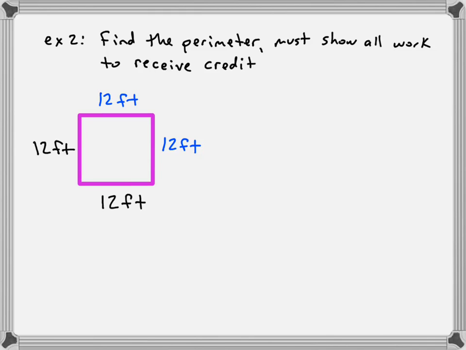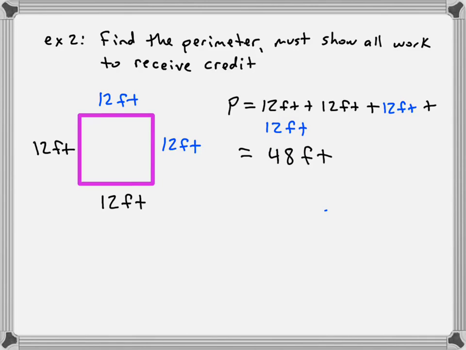We now have four distances for four sides, and our perimeter is going to be add them all up. So we have 12 feet plus 12 feet plus another 12 feet plus one more 12 feet. I'm color coding. I want to go back to blue there. If we add that all up, 12 plus 12 is 24, plus 12 is 36, plus another 12 is 48 feet for our perimeter of this square. Let's look at another example.